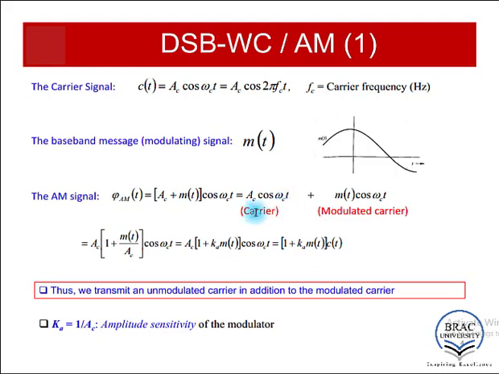We can also take Ac common from both the parts, and the equation now looks like this, which is 1 plus Ka times m(t), multiplied by c(t). Here Ka is called the amplitude sensitivity, which is also 1 by Ac.